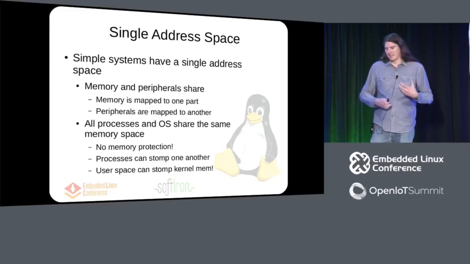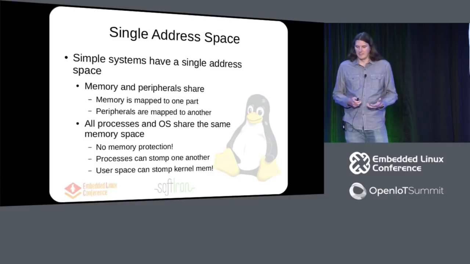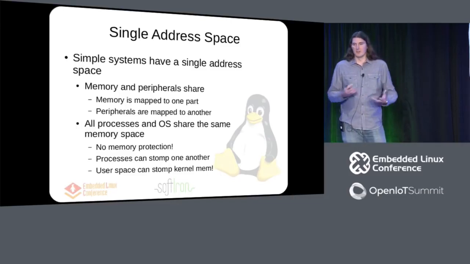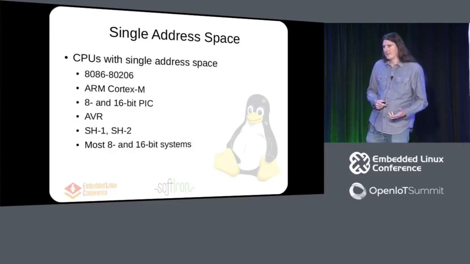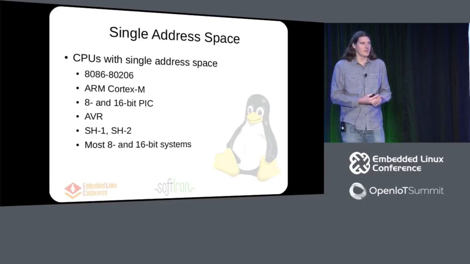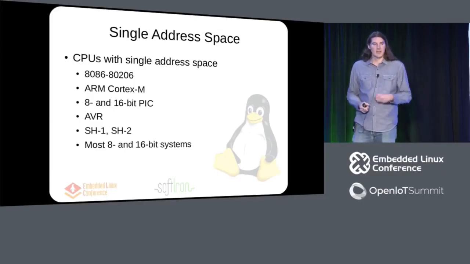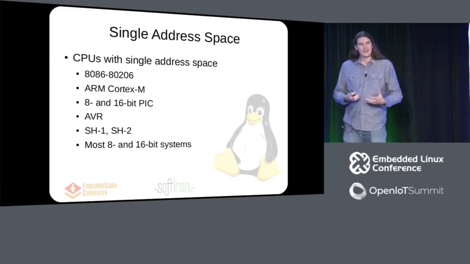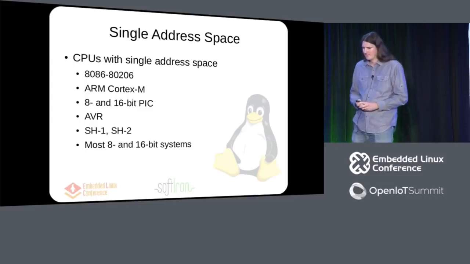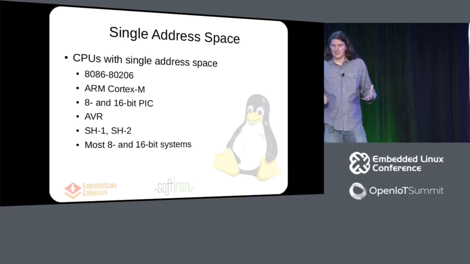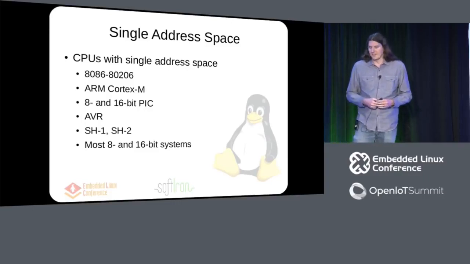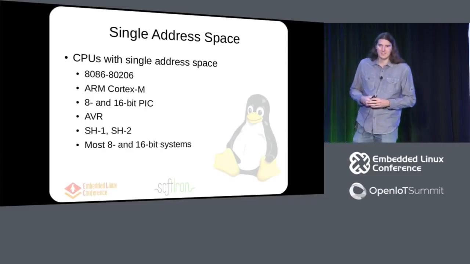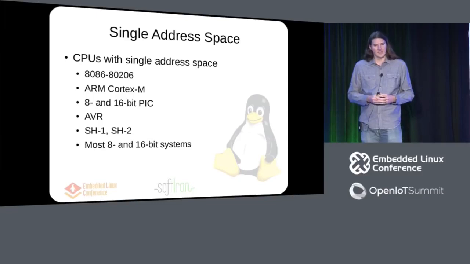In a system like this where you have only a single address space, you don't have any memory protection, right? So processes can stomp on one another, and user space can even stomp on kernel memory. A lot of times that's okay with these kinds of systems because if it's a small enough processor, maybe you've only got one process running anyway, or maybe you have a real-time operating system and you're managing a couple of threads, but having one global memory space might not be so much of a limitation on that kind of small system. So there are many systems with this type of arrangement. So early x86 CPUs, anything ARM Cortex-M, 8 and 16-bit PICs, AVRs, SH1 and 2, and really most all 8 and 16-bit systems.